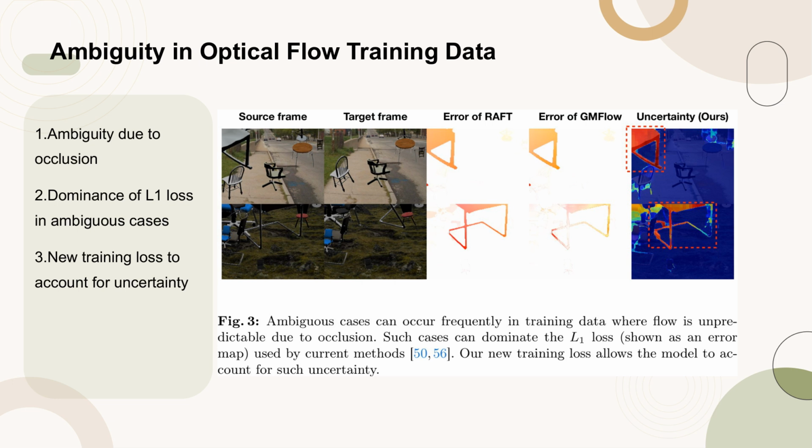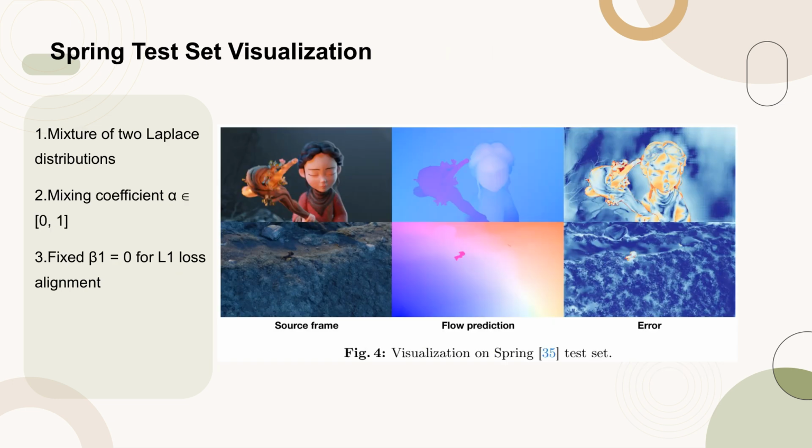Figure 4 presents a visualization of the Spring test set, highlighting the application of a mixture of two Laplace distributions to handle both ordinary and ambiguous cases in optical flow estimation. The mixture is characterized by a mixing coefficient alpha, which ranges from 0 to 1, and a fixed beta-1 set to 0 to align with the L1 loss for ordinary cases. This approach allows the model to optimize for the L1 loss when possible, while also accounting for uncertainty in ambiguous cases, leading to improved accuracy in flow prediction.